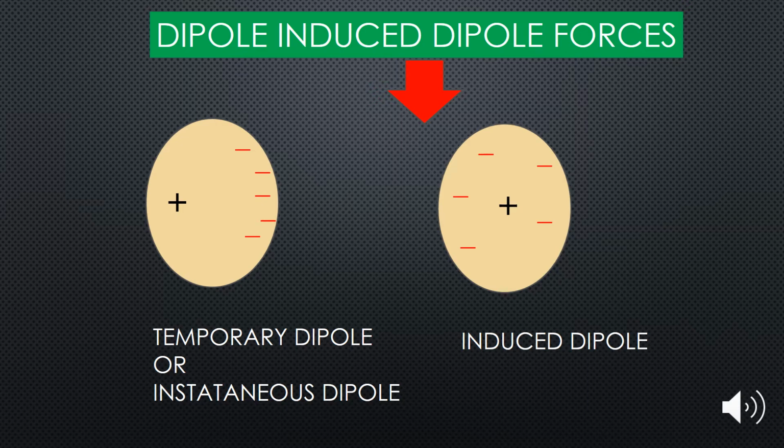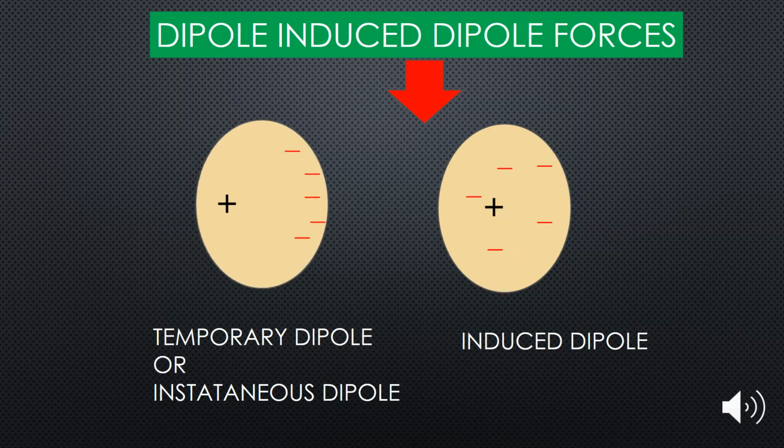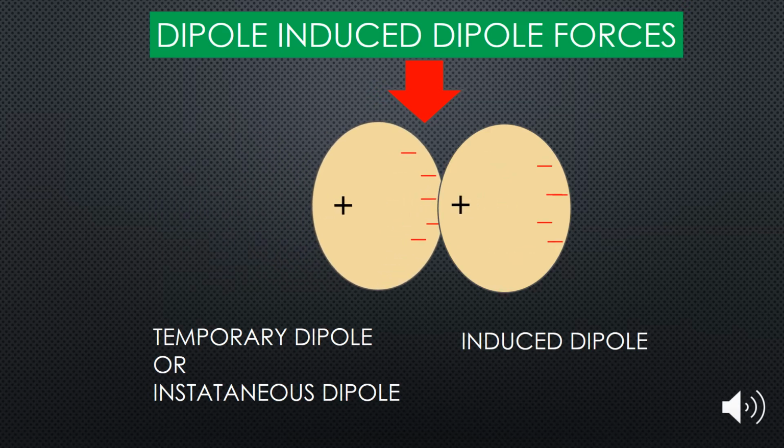So friends, when the temporary dipole comes closer to a symmetrical atom, its electron cloud repels the electron cloud of the symmetrical atom, and as a result a dipole is induced in it. This dipole is called an induced dipole. Therefore friends, London dispersion forces are also known as dipole-induced dipole forces.